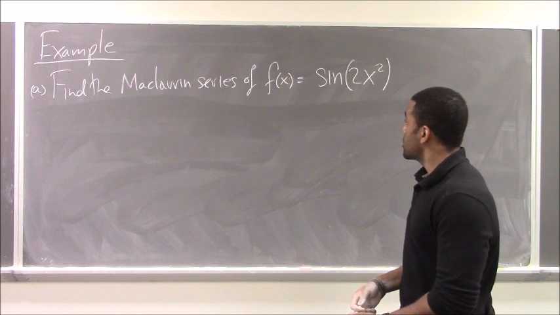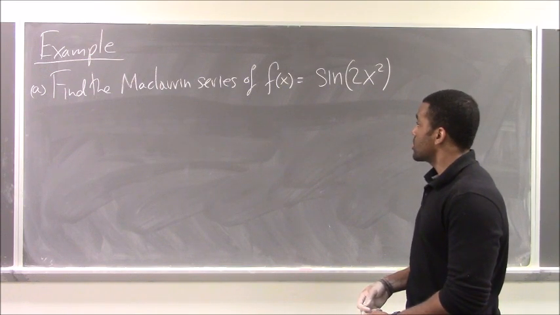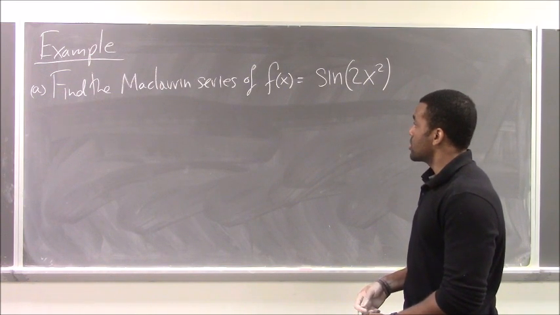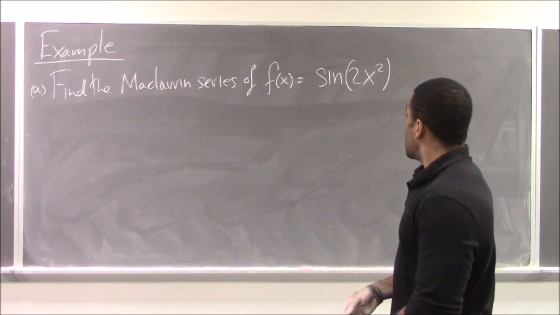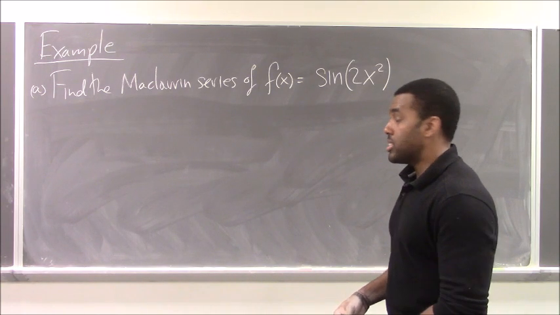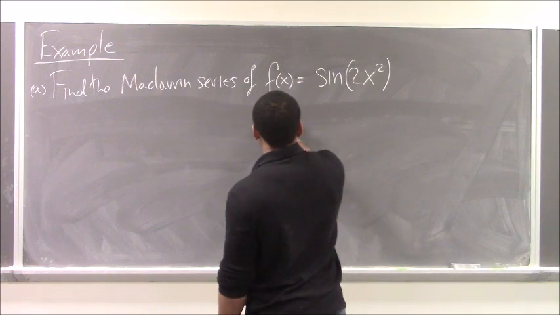How do I find the Maclaurin series for the sine of 2x squared? Ideas? Maybe you could start with the derivatives? Yeah, the derivatives. Sure. That's if you wanted to derive it from scratch.